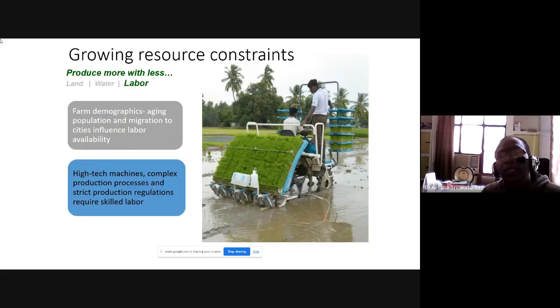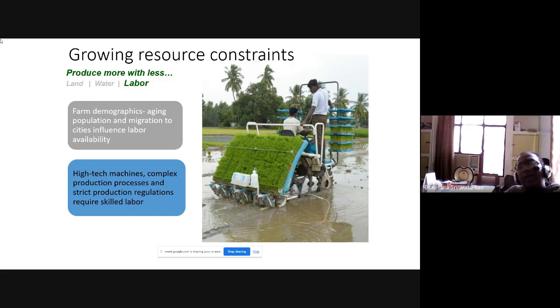And another constraint is labor. Land, water, labor: these are the three major constraints of agriculture production. Land, we have seen how the fragmentation of land is taking place. Water also, we have seen day by day how the groundwater level, as well as the natural perennial rivers which contribute irrigation facilities, are being affected and deteriorating over a period of time. These we have all seen.